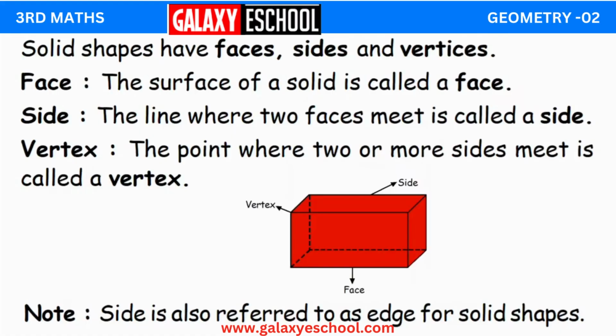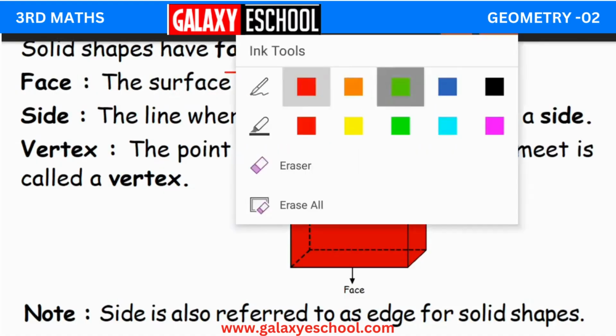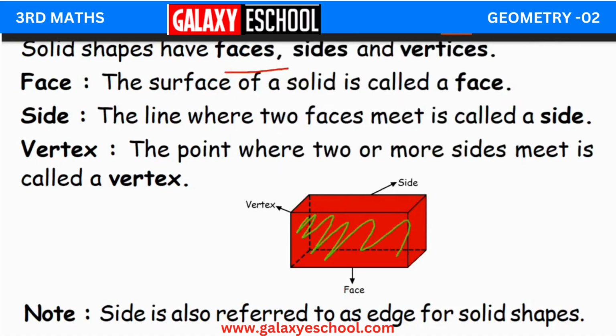Hello children. Before starting with today's class, let us simply revise what we have learned about solid shapes. We have learned that solid shapes have faces, sides and vertices. What is a face? The surface of a solid figure. This is one surface, this is another surface, this is another surface. Even below we have a surface, on the side we have a surface, and on the back side we have a surface. So these surfaces of a solid are called a face.